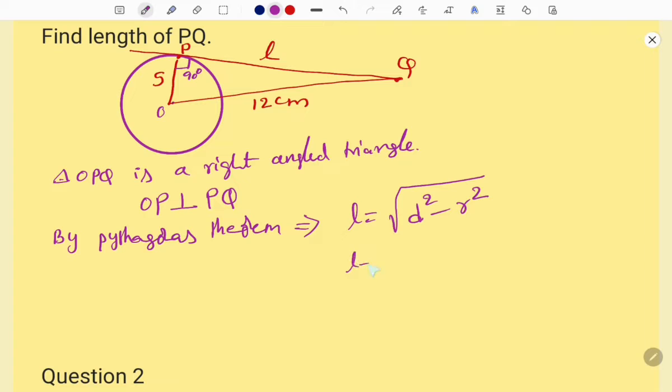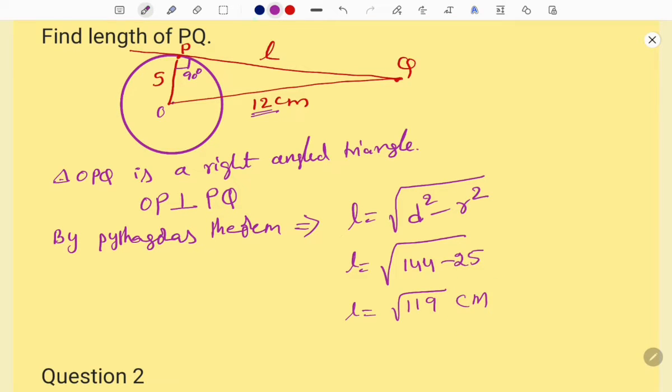So L is equal to root over d square. D means here 12, so 12 square is 144, minus r. Radius is 5, 5 square is 25. So then L is equal to root 144 minus 25, which is 119 units or centimeters.